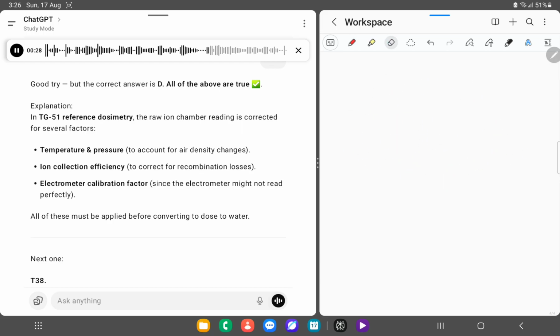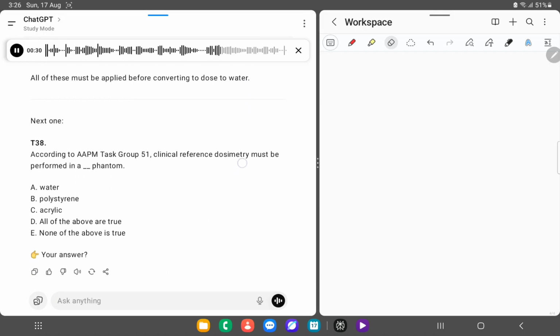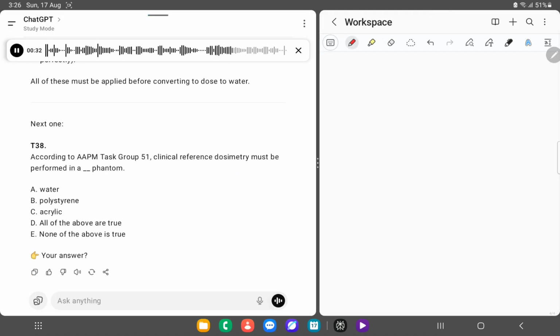Next one, T38. According to AAPM Task Group 51, clinical reference dosimetry must be performed in a what phantom? A. Water. B. Polystyrene. C. Acrylic. D. All of the above are true. E. None of the above is true. Your answer?